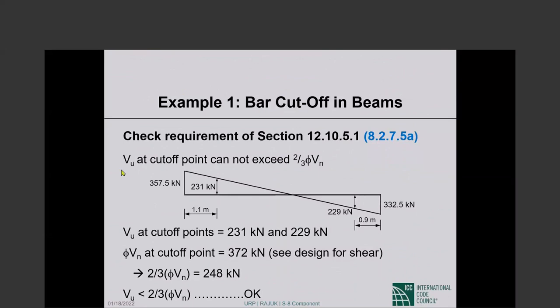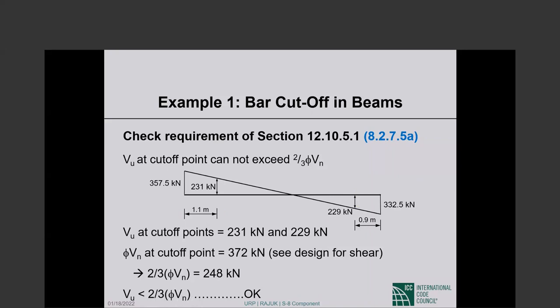So V sub U at cutoff point cannot exceed 2/3 phi times V sub N. V sub U at cutoff point was, so cutoff point, remember, is 1.1 meters from the left face. And in that location, the V sub U is calculated as 231 kilonewtons. This side, it is 229 kilonewtons. Phi times V sub N at cutoff point is 372 kilonewtons.